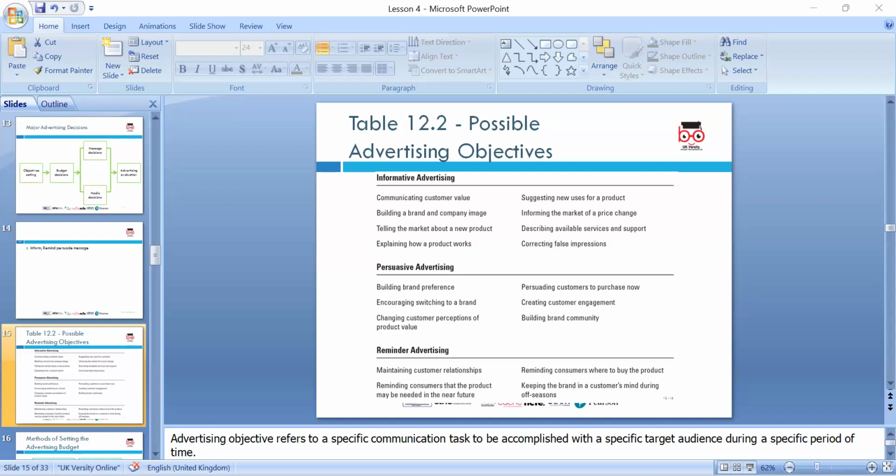Reminder advertising maintains the customer relationship, and we need to remind them. So inform them, persuade them, and remind them. That's the three objectives of the promotion mix.